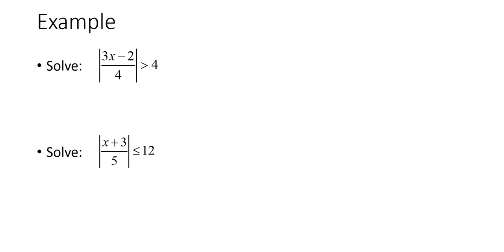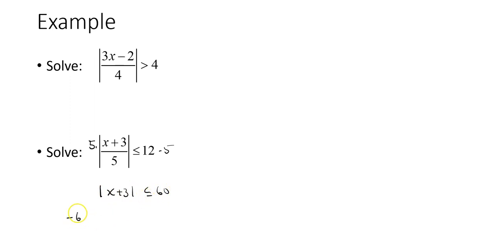All right, what would you do if you had a case like this? I don't know, let's look at the second one. You notice both of these have fractions in them. The reality is you can get rid of those fractions pretty easily just by multiplying both sides through by 5 in this case. So multiply this side by 5, multiply that side by 5, and now you have the absolute value of x plus 3 is less than or equal to 60.